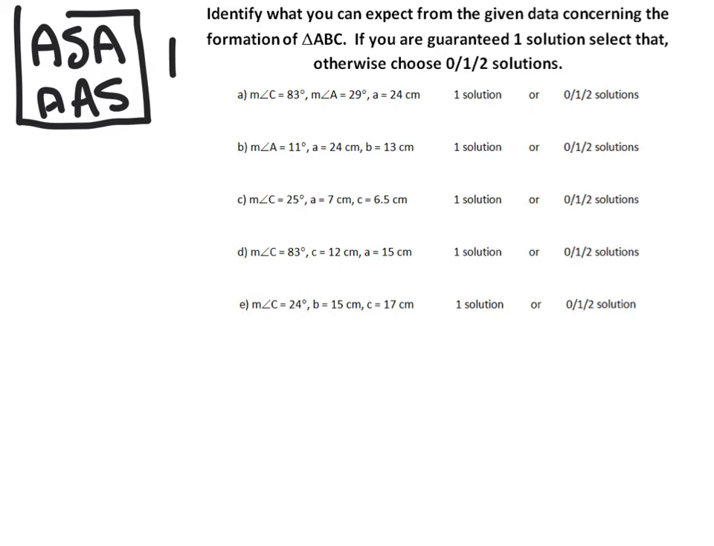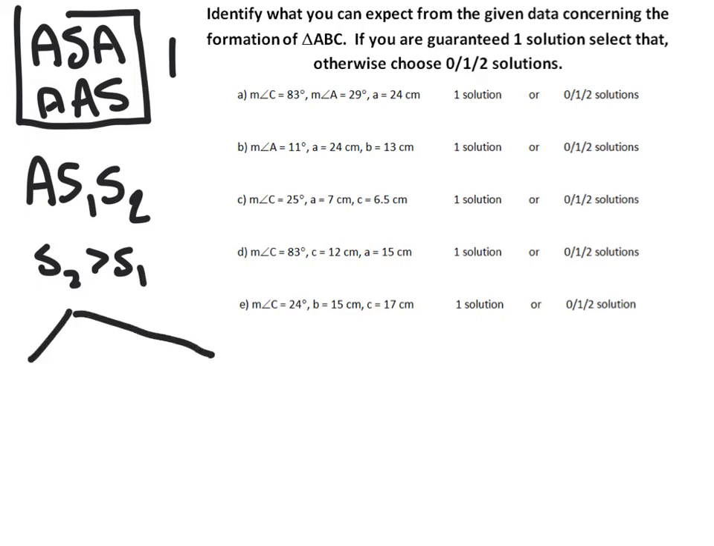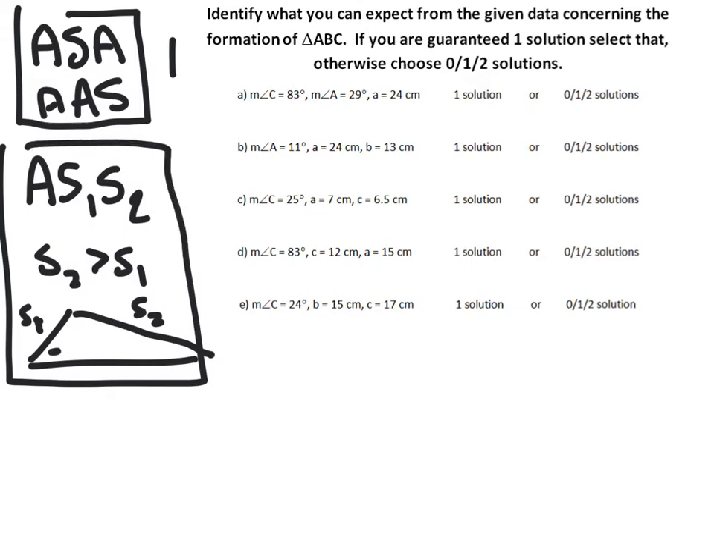We also found out that it works for angle, side, side in certain cases. The certain cases are if side 2 is greater than side 1. If this is our angle and it has a longer second side, you are also guaranteed a single answer. The case that's going to cause us trouble is if we have a shorter second side. So if we have angle, side, side, where side 2 is shorter, there's a couple of things that could happen.